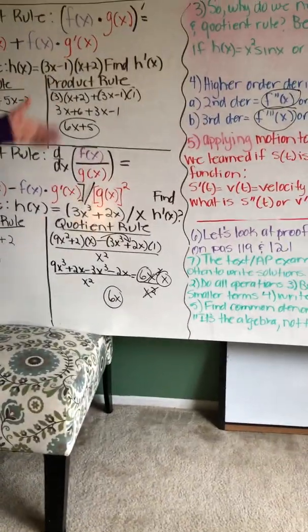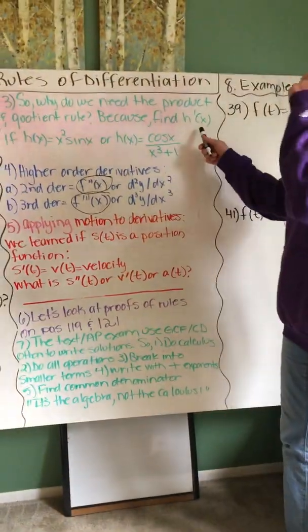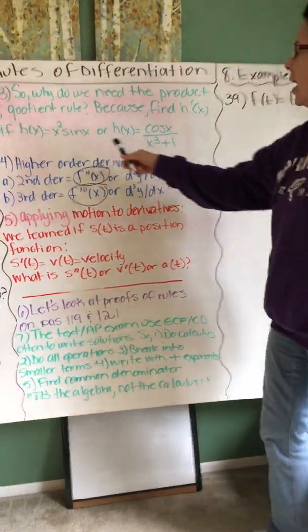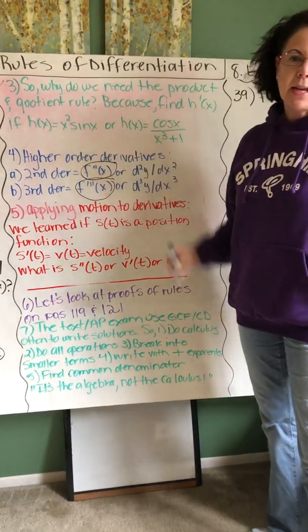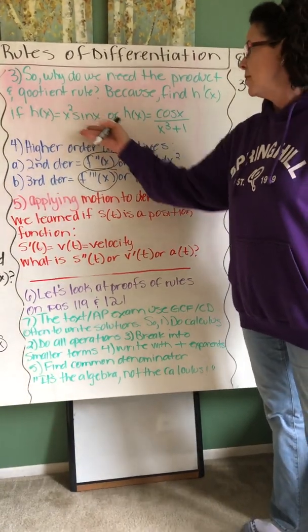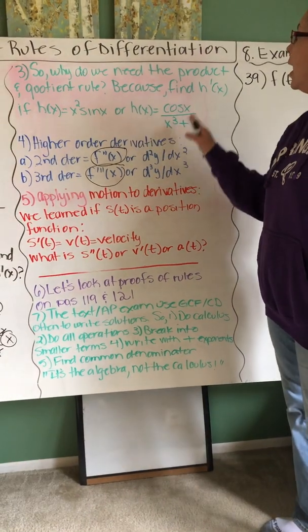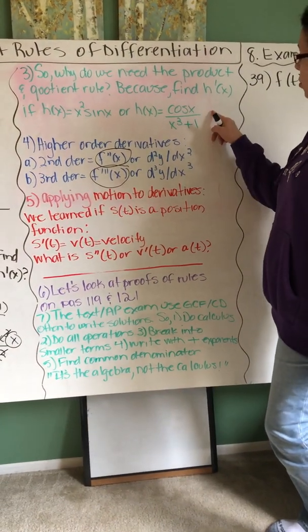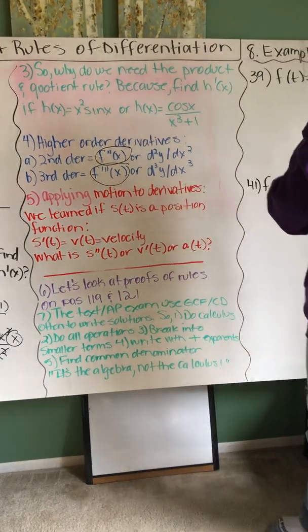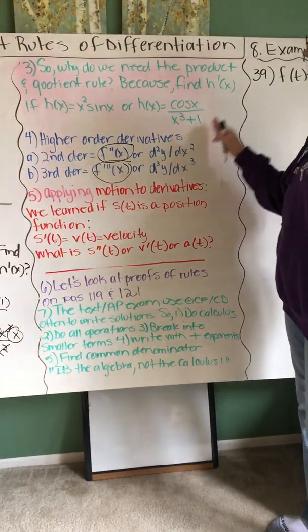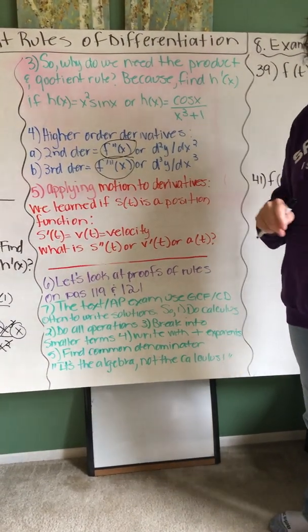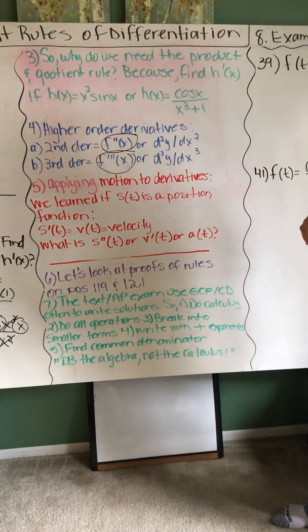So you may say then, why do we need the product and quotient rule? Because what if you're asked to find the derivative of h, and h is x squared times sine of x? Notice I cannot simplify this in any way to use the power rule. Gotta use the product rule here. Or if h of x is cosine of x divided by x cubed plus 1, again, notice I can't simplify this in any way so that there's not a quotient. I have to use the quotient rule.